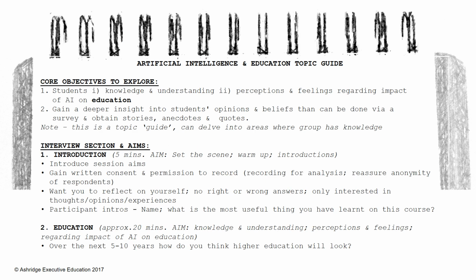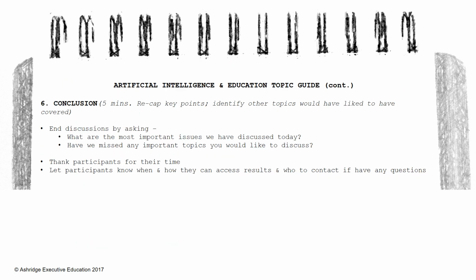Here is an example of the start of a topic guide for a research project we've been working on recently. As described before, it documents the core objectives for the focus group, which is useful for whoever is going to run the group. It then goes on to detail each of the key sections with its aim and approximate timings. And this is the end of the discussion guide with the concluding questions I mentioned and concluding remarks.